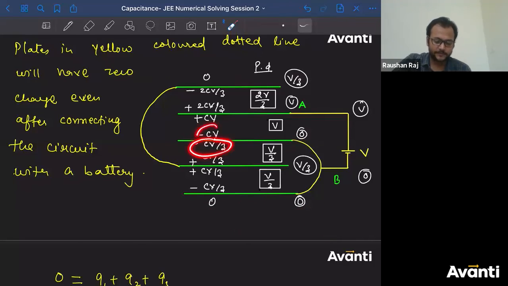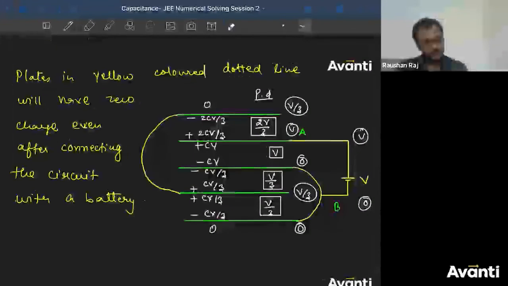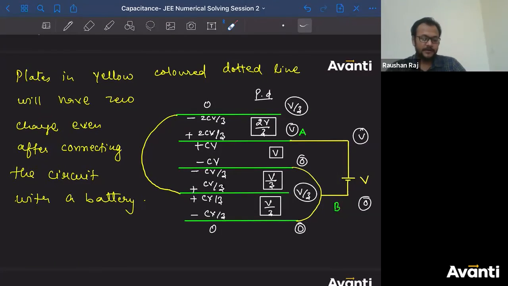You have to add these two. So this is the third plate. The upper face has minus CV and the lower face has minus CV by 3. So add these two charges, and that is the net charge on this plate. All right, guys, let me know if you have understood this. I know this is a bit lengthy, but when you know the approach and understand this, you can solve it.